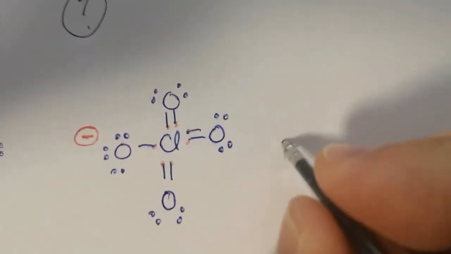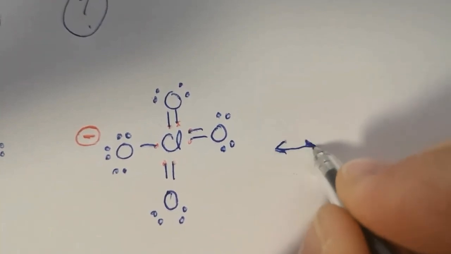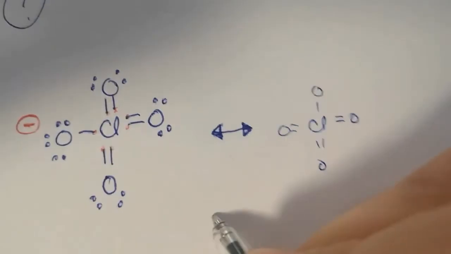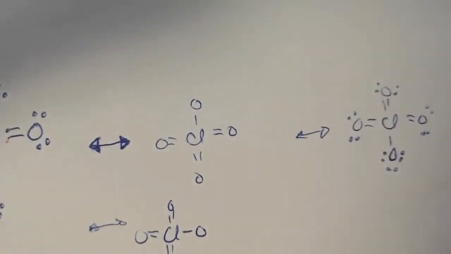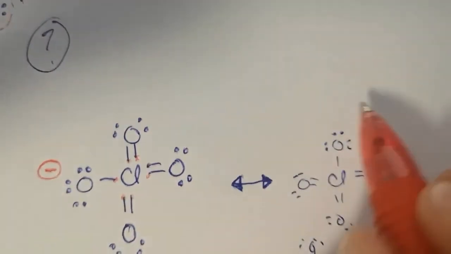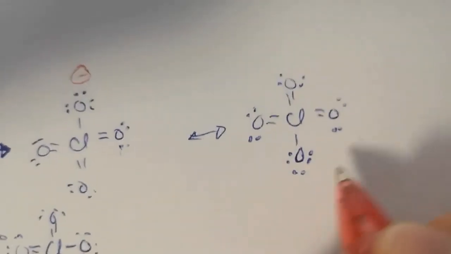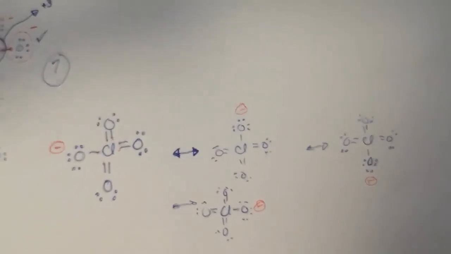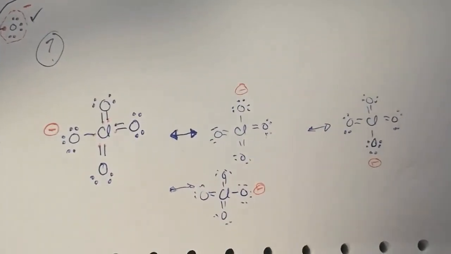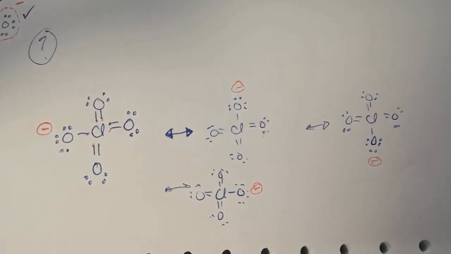If we were to draw this diagram with resonance, we would draw all possible structures. What you'll notice is that the negative charge doesn't reside on any one particular oxygen atom. When we draw the resonance structures, the negative charge is distributed evenly across all oxygen atoms. This is resonance.